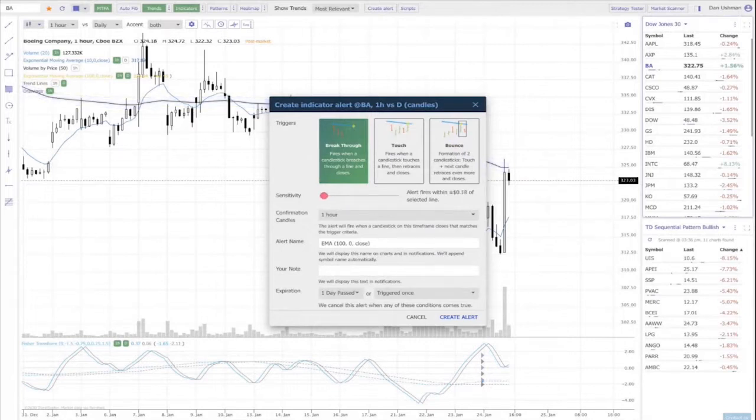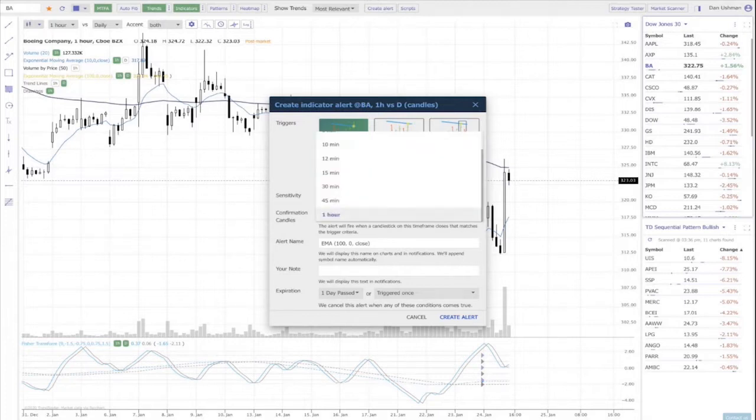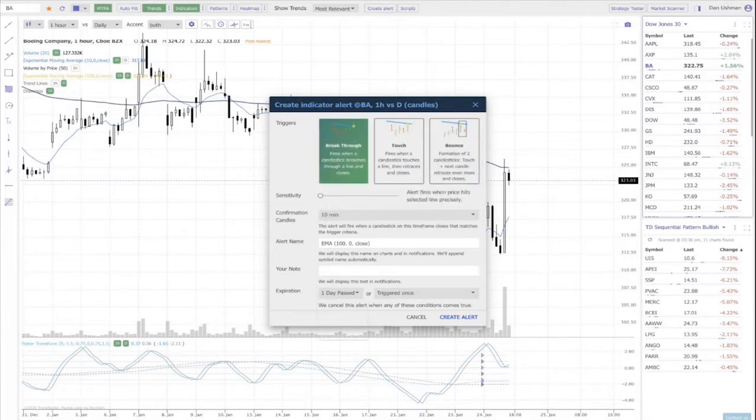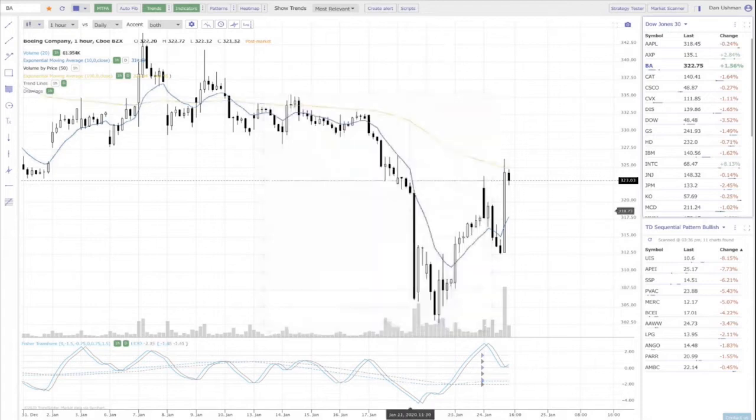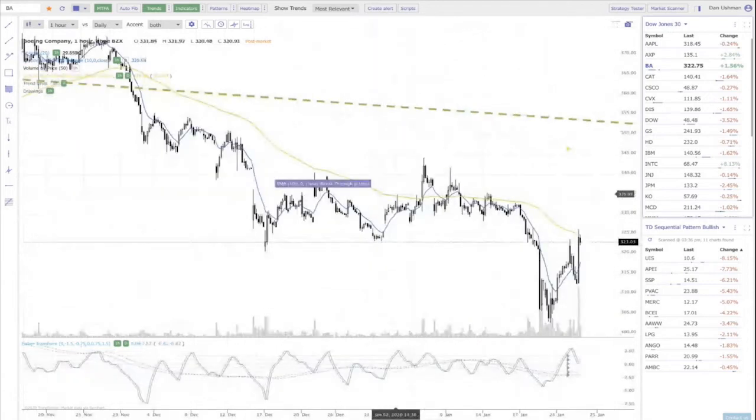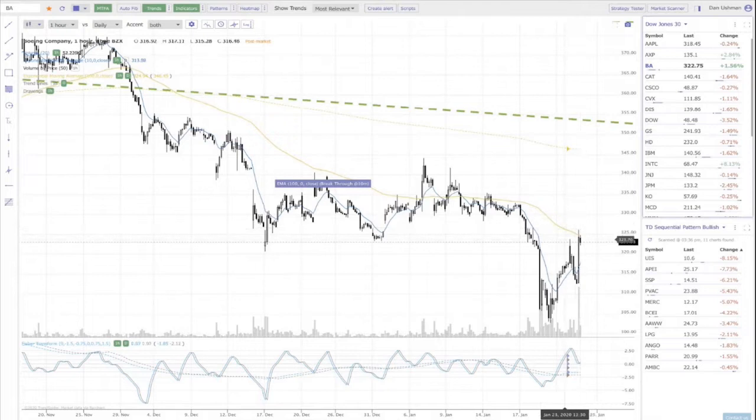You can control how close price can get. Since I'm doing a breakthrough alert, I'm going to make this 0. And then you can have this go off on a smaller time period. So I can now watch this EMA for as long as I want to from the 1 hour chart. And that makes it a 100-hour EMA for a 10-minute candle to close above it, right? And then I'll get an alert.